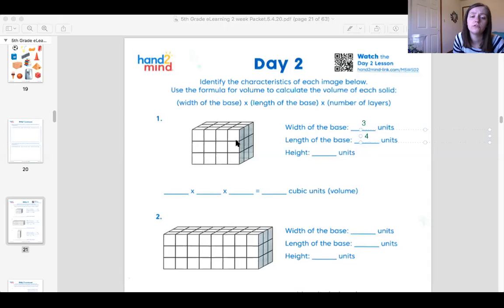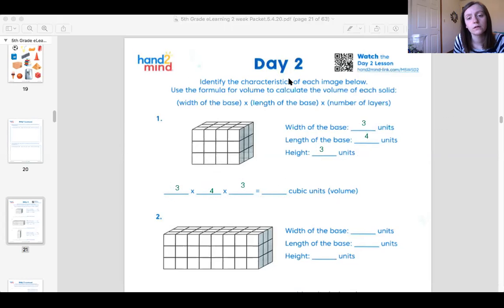And it is 1, 2, 3 cubes high. Okay. So then I'm going to take 3, which is my width, times, excuse me, 4, which is my length, times 3, which is my height.